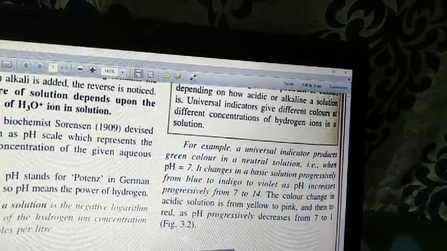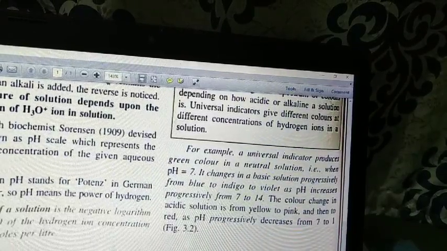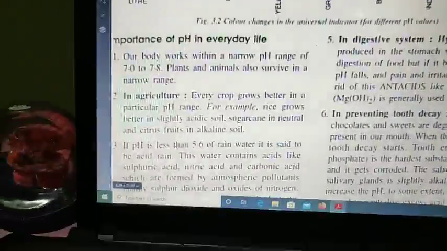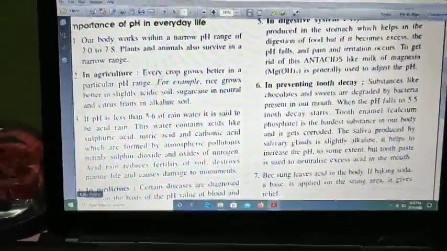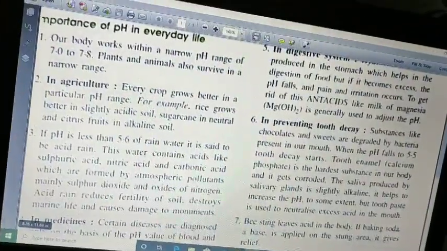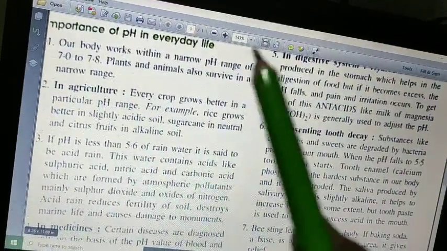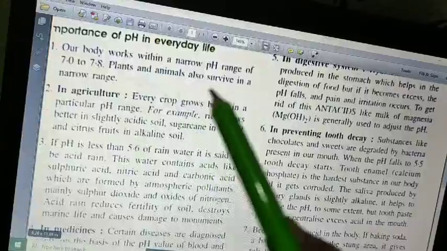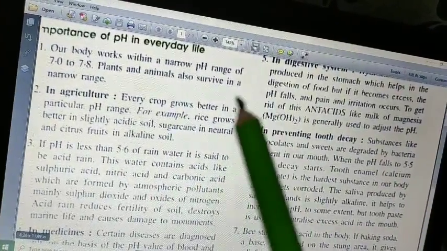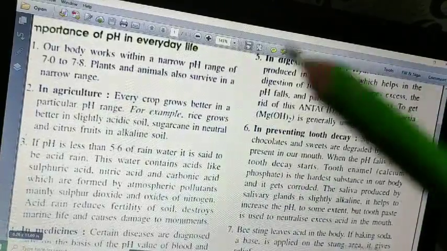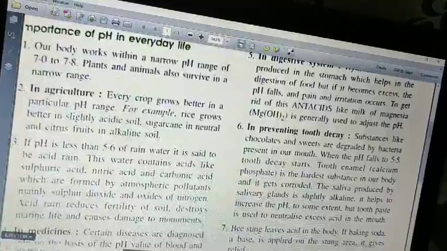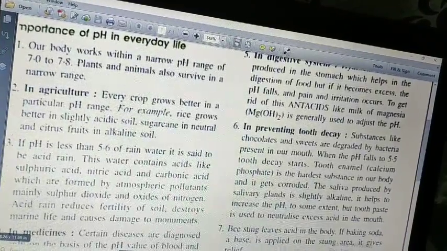Next we have the importance of pH in everyday life, where you'll find the use of this. Our body works with a narrow pH range of 7.0 to 7.8. Plants and animals also survive in this narrow range. In agriculture, every crop grows better in a particular pH range. For example, rice grows better in slightly acidic soil, sugarcane in neutral, and citrus fruit in alkaline soil.